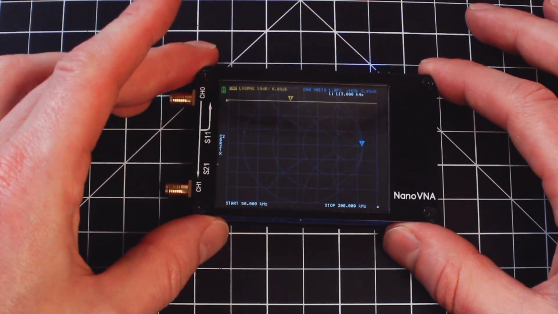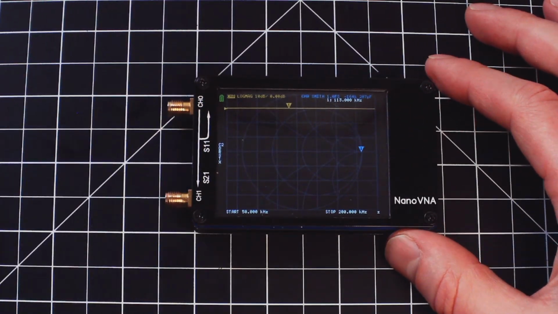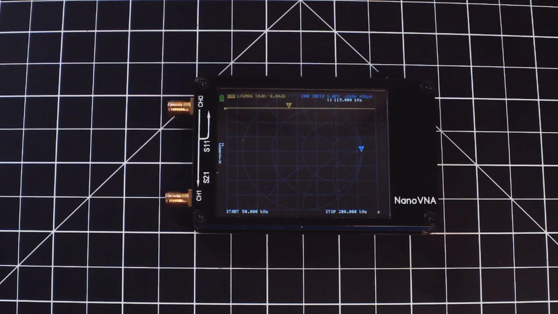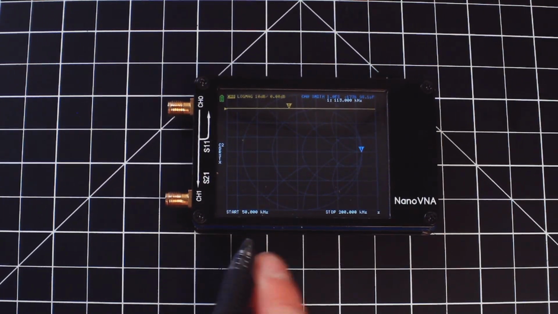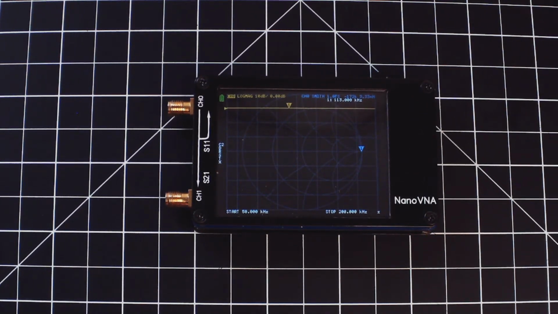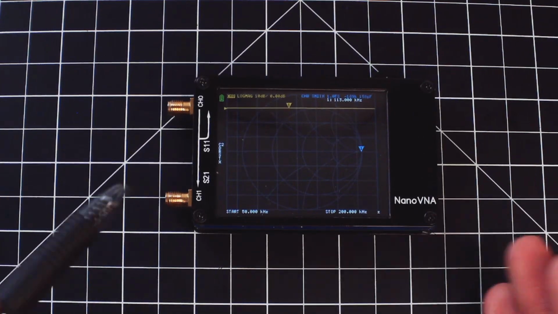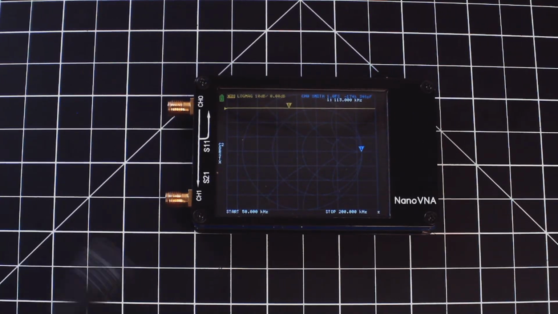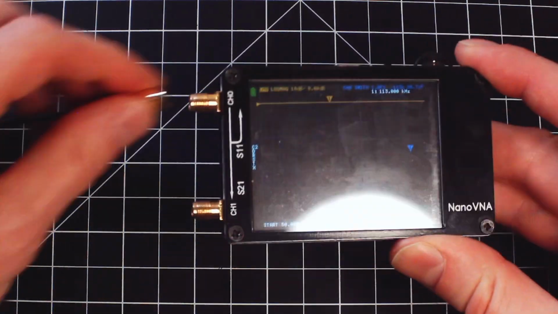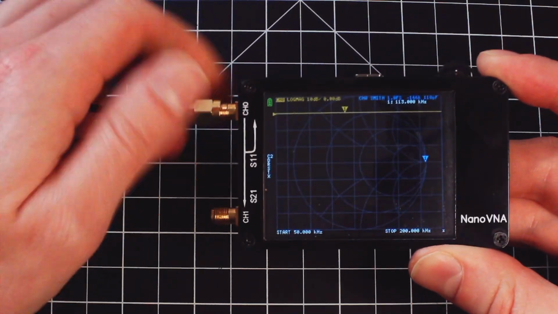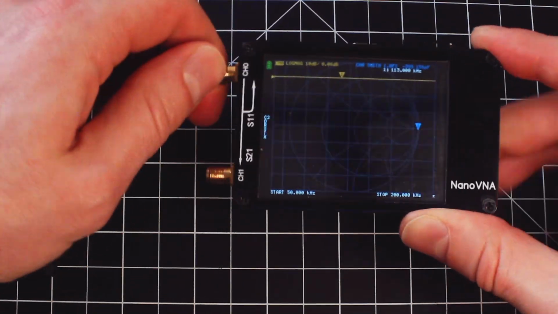Okay, so you notice I've got my NanoVNA here, and I've done something very special, and that is I've set it to a very low frequency range. You see how it's starting at 50 kilohertz and then going to 200 kilohertz, okay? So the actual frequency span doesn't matter too much, just so long as it's something generally very low, say below 0.5 megahertz. So what I'm gonna do is just plug in my mystery cable, just like this.